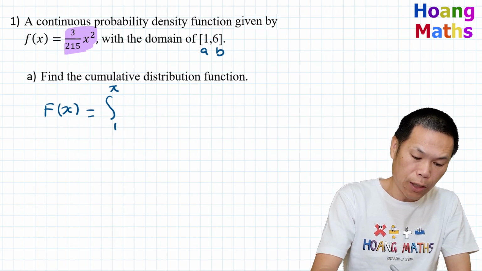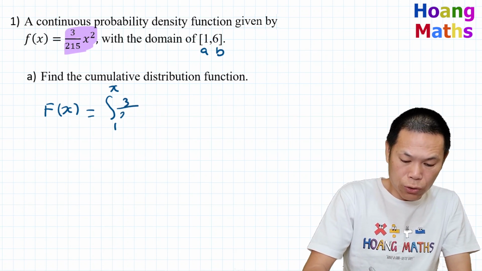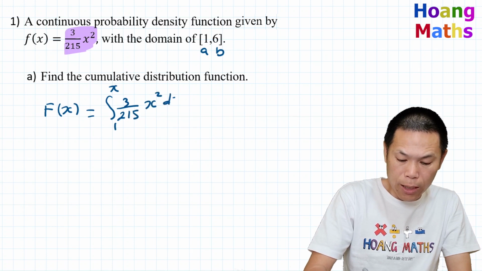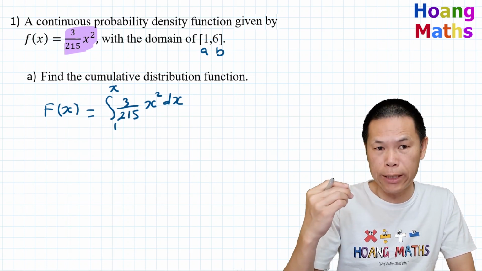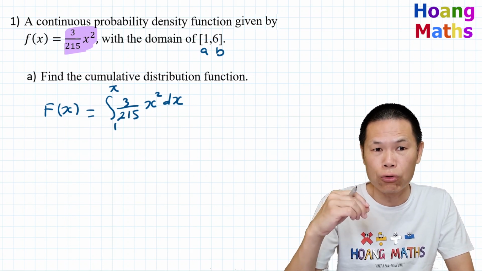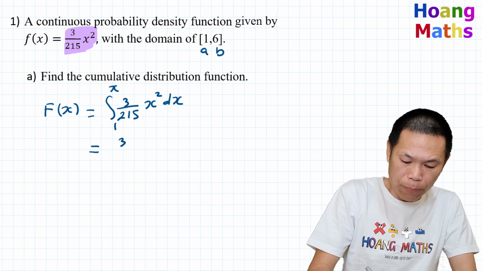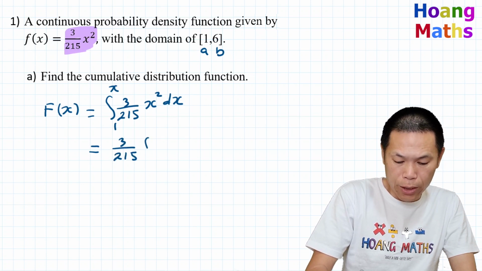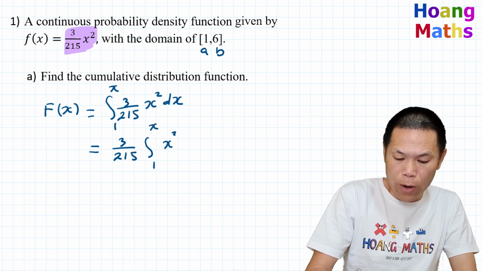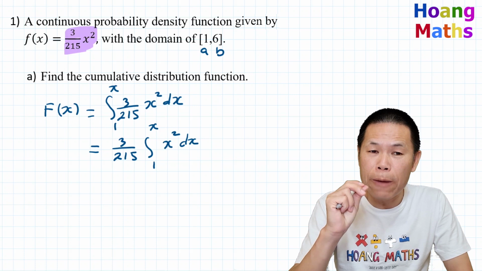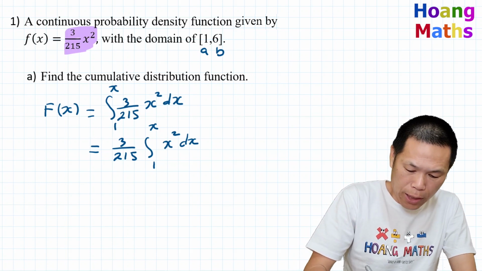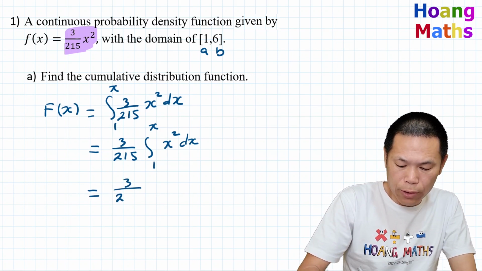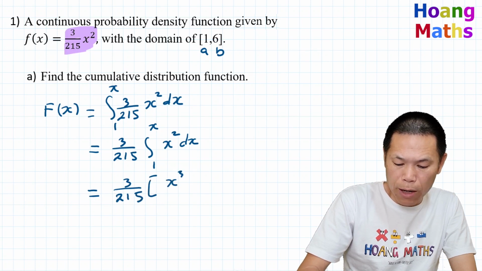Now I just replace it with that. So let me clear this first. That is 3 over 215 x squared dx. It is easier if I take the coefficient out first so that we integrate more simply. You don't have to, but it's easier if you do. So I take the coefficient out, 3 over 215, integrate from 1 to x, x squared dx. To integrate x squared, we add 1 to 2, that gives 3. So x to the power 3 over 3. So that is equal to 3 over 215, x to the power 3 divided by 3, from 1 to x.